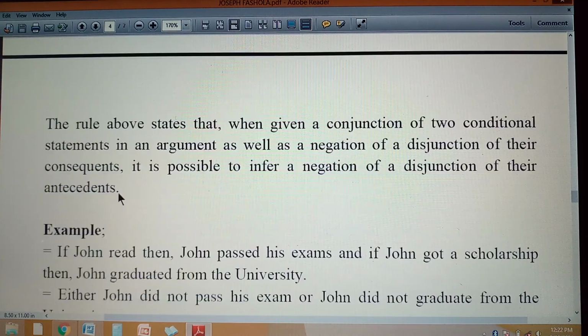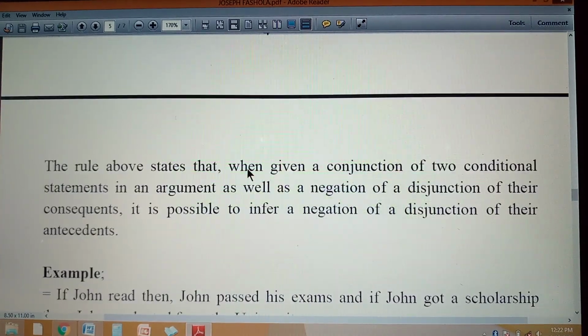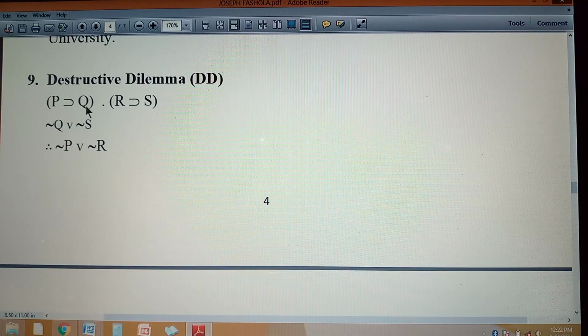You see that? So, if John read, then John passed his exams. If John got a scholarship, then John graduated from the university. Here, either John did not pass his exams or John did not graduate from the university. You can draw a conclusion that says now that either John did not read or John did not get a scholarship. So that is destructive dilemma.